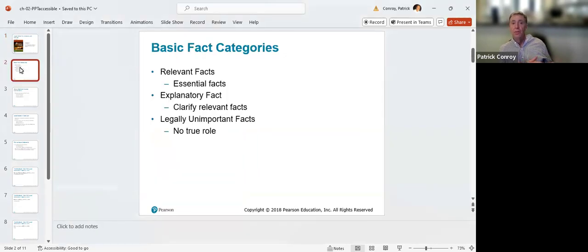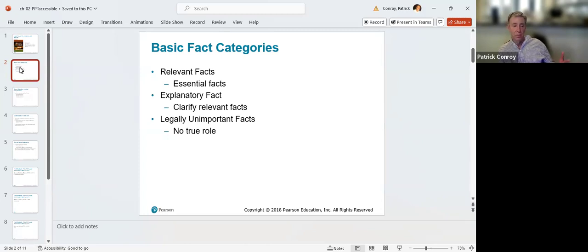Okay, basic fact categories. When you are setting up a case, every fact is important. You want to gather as many facts as you possibly can, whether you're researching a crime scene, going over evidence, or interviewing clients. Now, a lot of those facts aren't going to be very important, so you have to figure out what the relevant facts are. And sometimes you might not know those unless you've gathered all the facts.